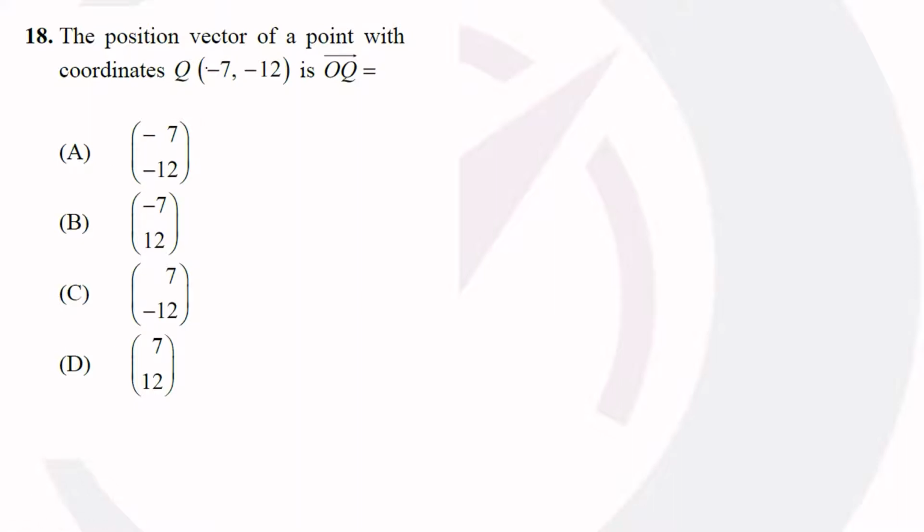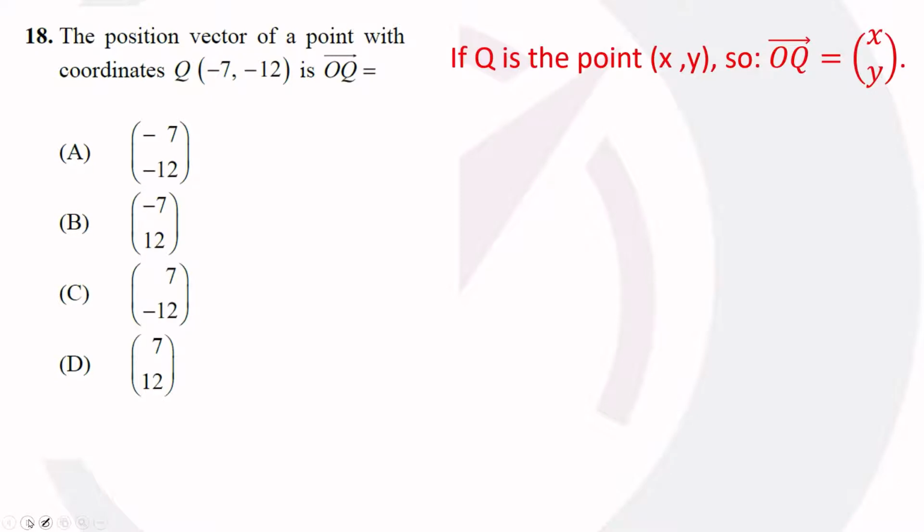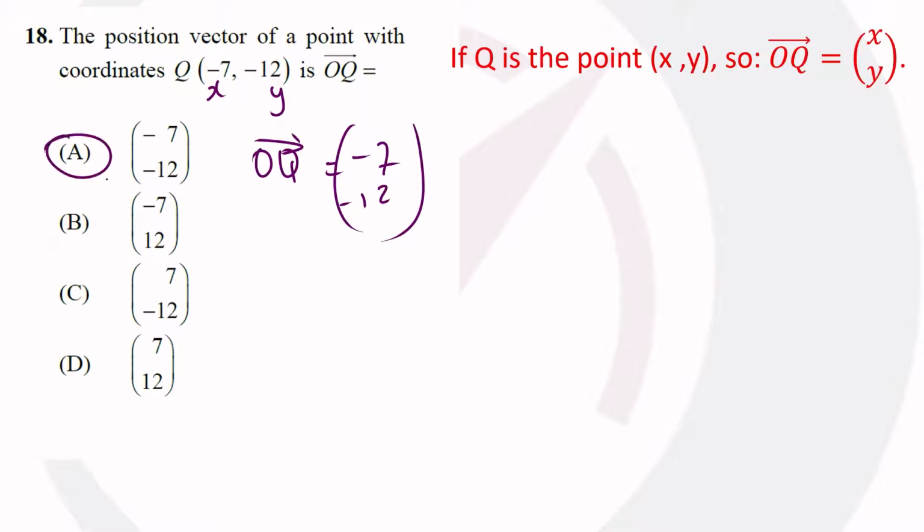Alright, question 18. The position vector of a point with coordinates q, negative 7, negative 12 is OQ. Now the same thing we say again: represent your point as a column vector xy. So this is my x, this is my y. So the column vector OQ is going to give us negative 7, negative 12. And that matches to, look at the answer right here, A.